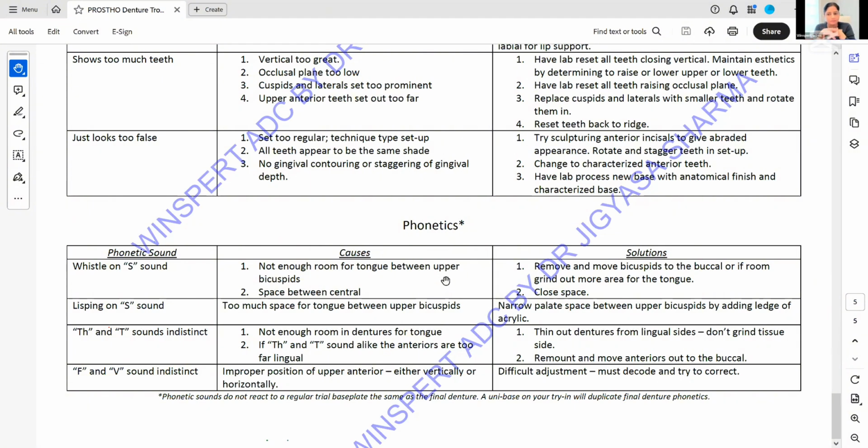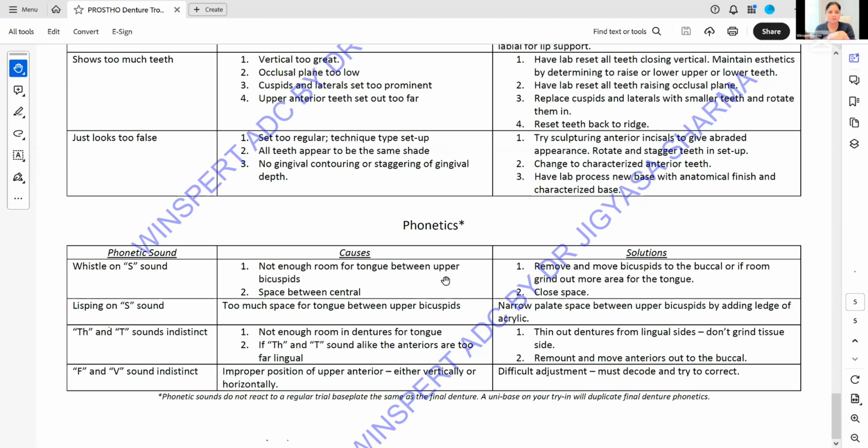Clear for everyone? T and d sounds are when upper anteriors have been placed too lingual. So take them buccally, right? Give them a horizontal overjet. Yeah, palatal, right? So when the lower anteriors also are placed lingually, then the tongue is constricted between the anteriors. So take the anteriors slightly labially. That's your t and d sound. F and V, only upper anteriors, vertical and horizontal, overjet and overbite, you correct.